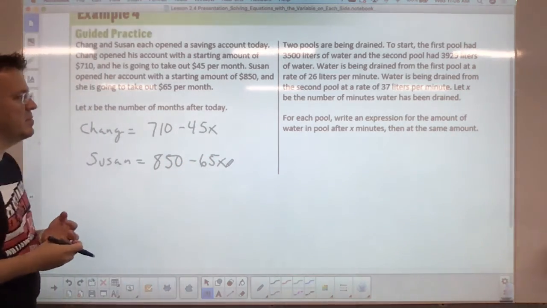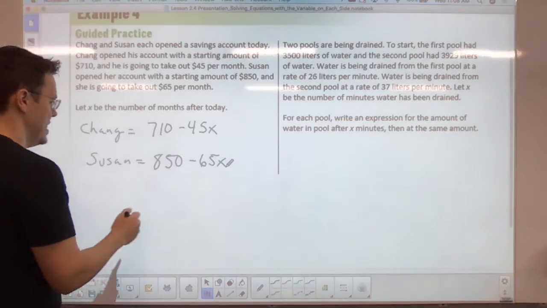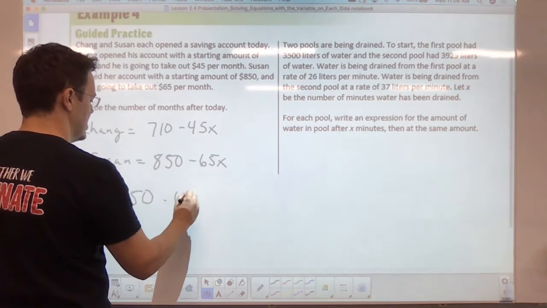Let x be the total number of months after today. So there's your two equations. Now you would make them equal to each other. It doesn't matter which one goes first.